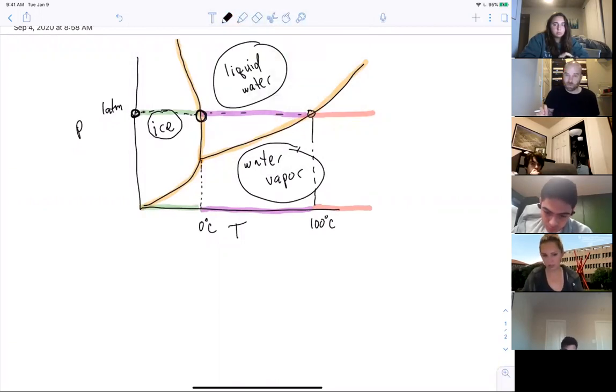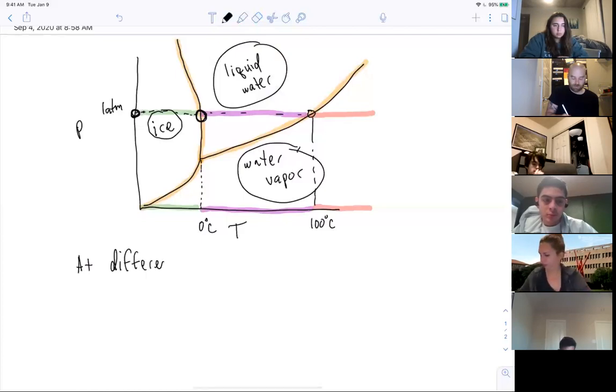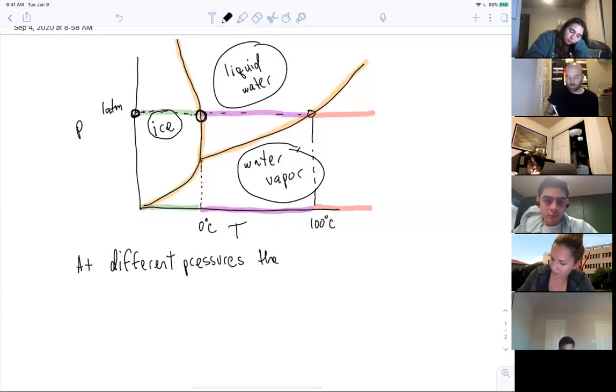All right, so anyway, we've got this phase diagram, and at 1 atmosphere, everything behaves exactly as we want. And so there are equations that you can use, like this Clausius-Clapeyron equation, or equations related to vapor pressure, to calculate how boiling point will change with pressure. So one thing to note, I don't know if we've talked about this explicitly, but I'll write it down. At different pressures, the boiling point changes.